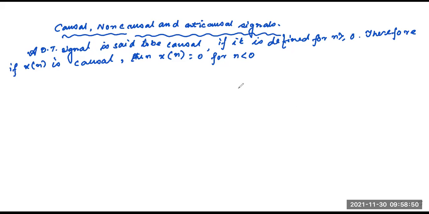That means all anti-causal signals are non-causal signals, but not all non-causal signals are anti-causal signals. All anti-causal signals can be non-causal signals, but all non-causal signals cannot be anti-causal signals. The reason is that anti-causal signals are defined only for n less than or equal to 0, but non-causal signals can be used for both. Okay.